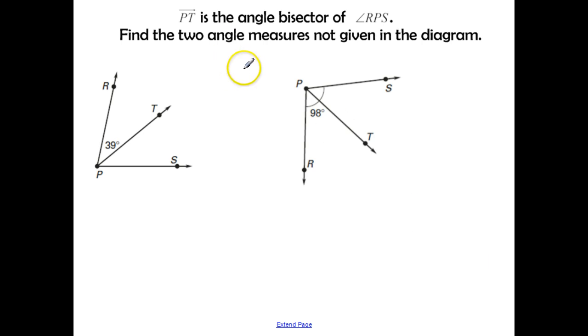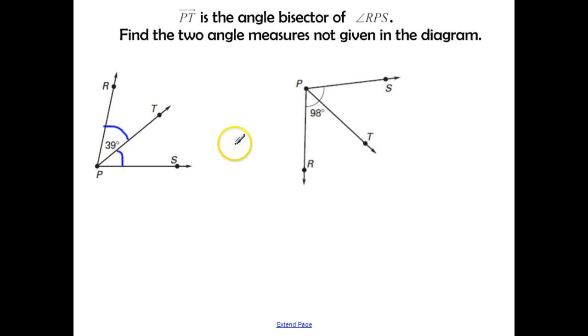Here it tells us that PT is the angle bisector of angle RPS. Find the two angle measures not given in the diagram. So here in this very first one, we have angle RPS, and we know it's bisected by PT. So that means that this angle is going to be congruent to this one.